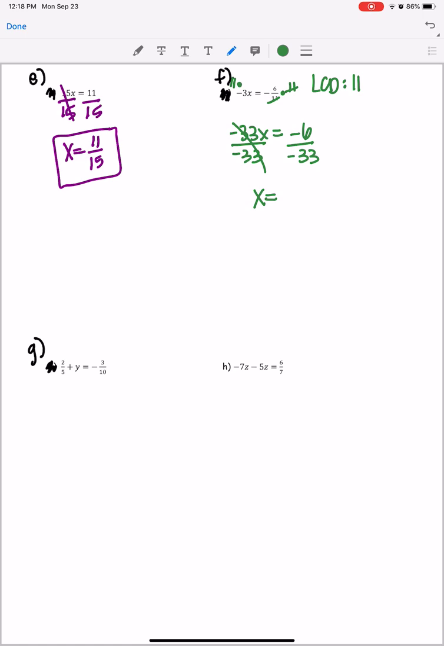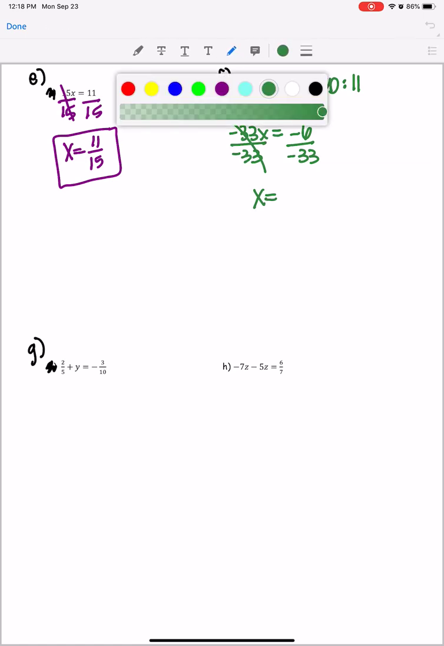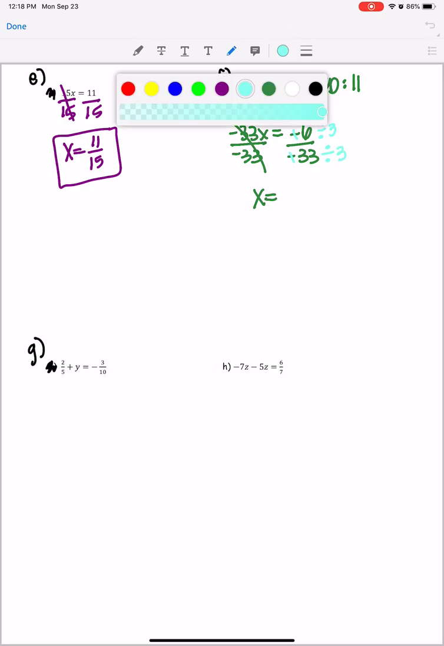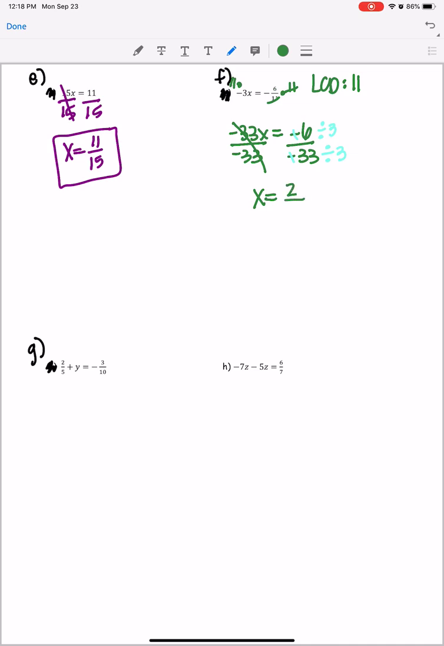Can you reduce? Yes, you can. So first off, your negatives cancel, right? Negative over negative is positive, and then we can divide both of these by 3. So 6 divided by 3 is 2. 33 divided by 3 is 11. Those are both prime numbers, so I know I can't reduce any further.